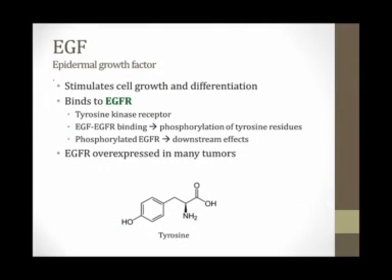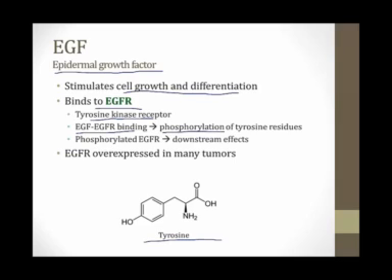So let's talk about that system in general first. EGF stands for epidermal growth factor. It is a molecule that stimulates cell growth and differentiation. It does this by binding to the EGFR, the epidermal growth factor receptor. This is a tyrosine kinase receptor, and what that means is that the receptor contains tyrosine amino acids, which will become phosphorylated when the receptor is activated. Thus, the EGF-EGFR binding leads to phosphorylation of tyrosine residues in the receptor, and the phosphorylated EGFR leads to downstream effects that lead to cell growth and differentiation.